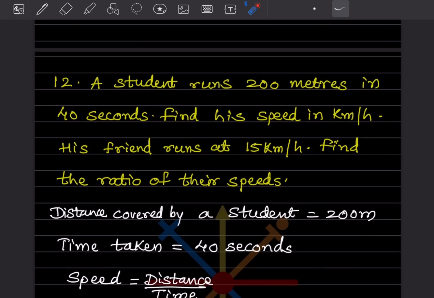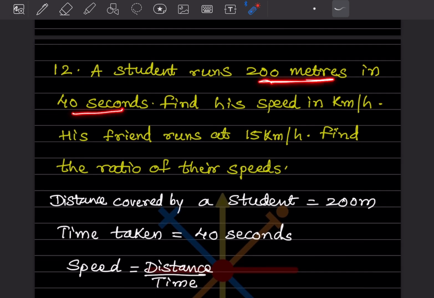Now, a student runs 200 meters in 40 seconds. Find his speed in kilometer per hour, and his friend runs at 15 kilometer per hour. Find the ratio of the speeds. So now see here, the speed of the friend is in kilometer per hour. The distance covered by the student is 200 meters, and the time taken is in seconds.